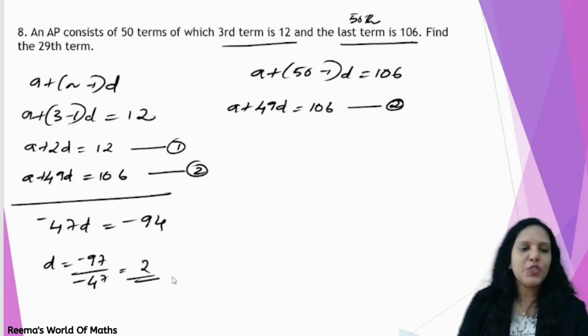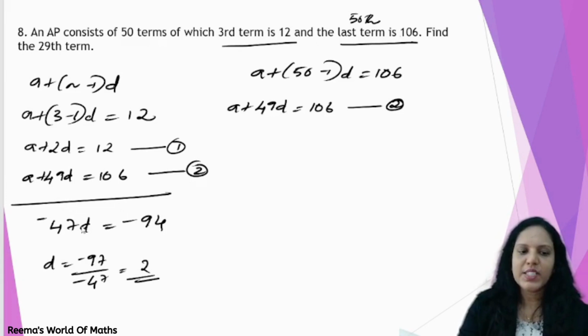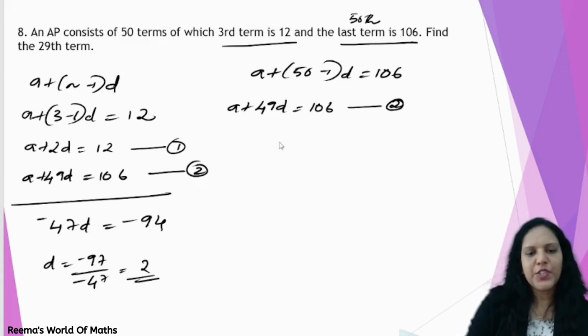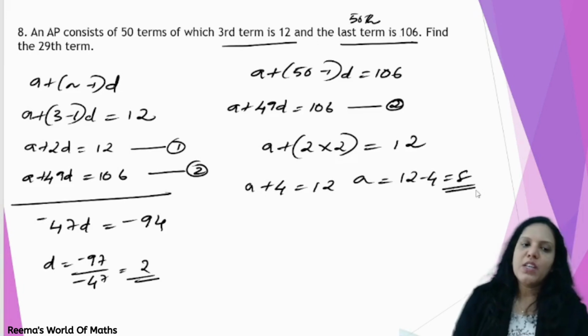Now we are requested to find the 29th term. So let's find the first term A by replacing the value of D in any of the equations. In the first equation, A plus 2D, which is 2 times the common difference we found as 2, equals 12. So that is A plus 4 equals 12. A equals 12 minus 4, which is 8. Now we have found the value of A. So now we can easily find the 29th term.